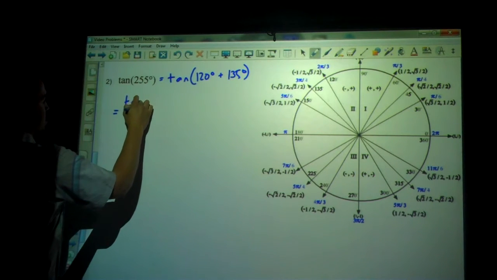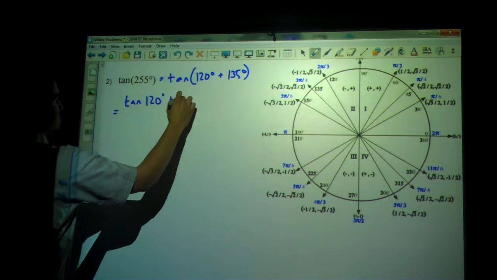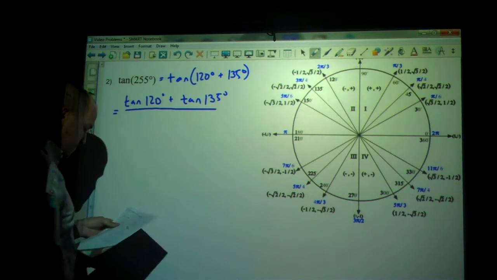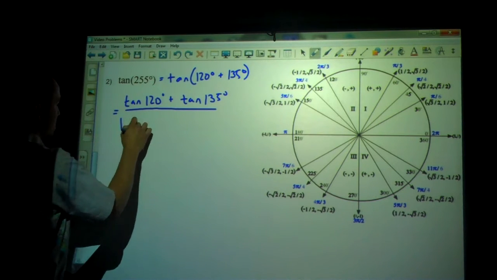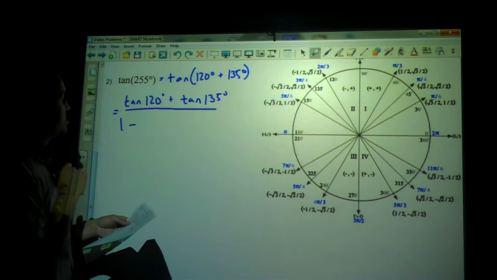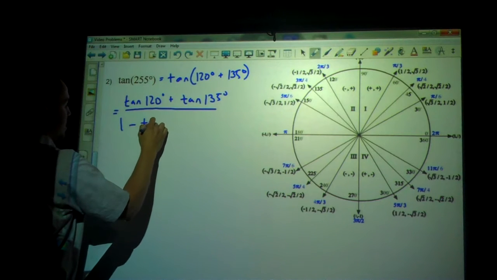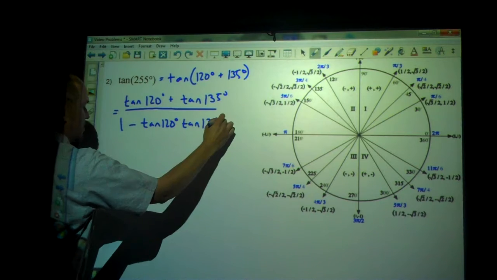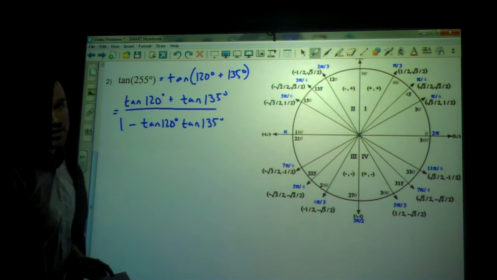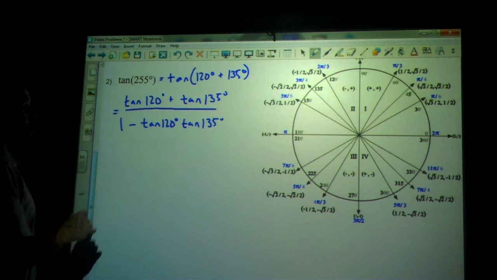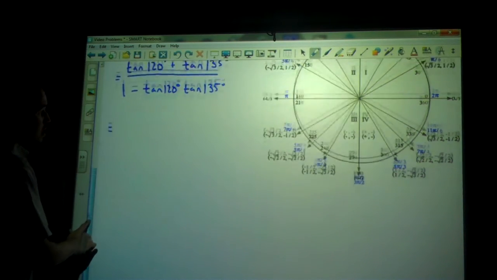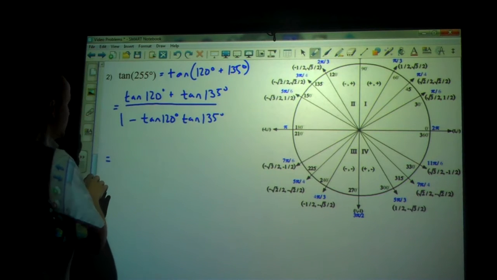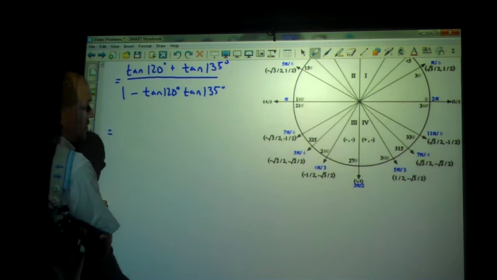So it's going to be tangent of 120 degrees plus tangent of 135 degrees, over 1 minus tangent of 120 degrees times tangent of 135 degrees. Alright, and now we just got to evaluate and simplify. This is good algebra. This is good stuff. Alright, so what I'm going to do is a little scratch work off to the right to evaluate tangent of 120 and tangent of 135.